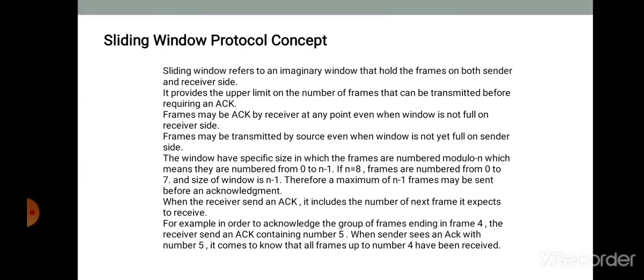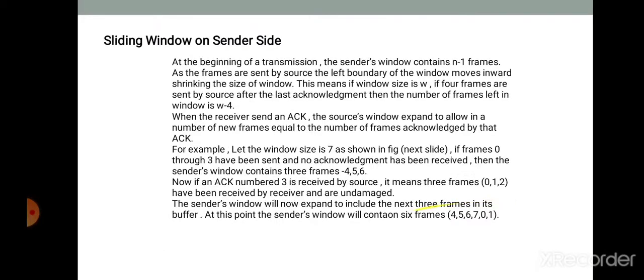When the receiver sends an acknowledgement, it includes the number of the next frame it expects to receive. For example, in order to acknowledge the group of frames ending in frame 4, the receiver sends an acknowledgement containing the number 5. When the sender sees an acknowledgement with number 5, it comes to know that all frames up to number 4 have been received.